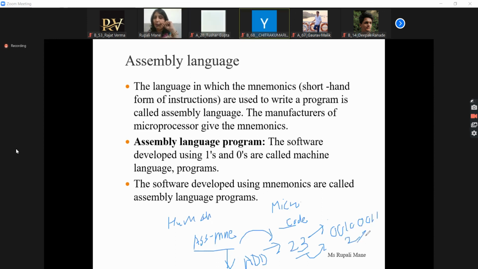So this will go to the microprocessor. I am writing ADD in the program, but as soon as I press enter in the assembler, what will happen? This ADD corresponds to 23. ADD will be converted into 23, a machine language. And the program, the device, which converts this assembly language, add, to machine language, 23, is called an assembler.